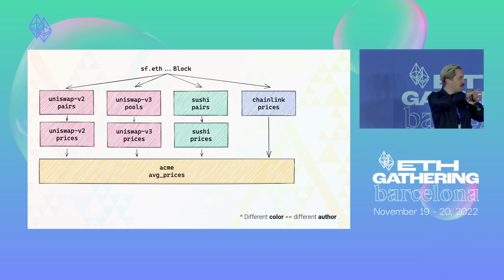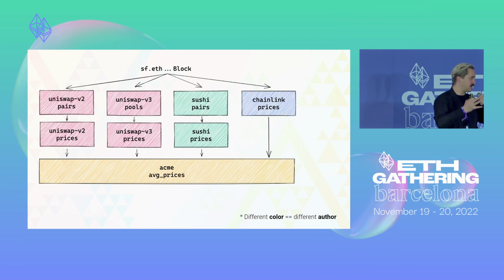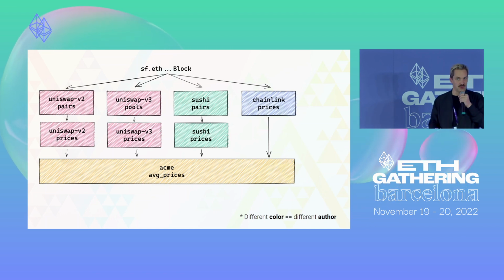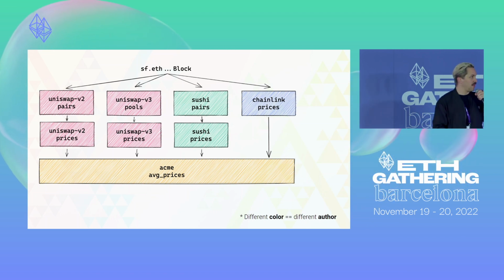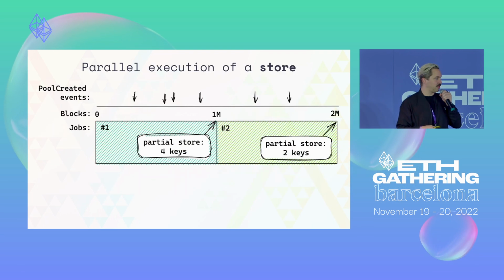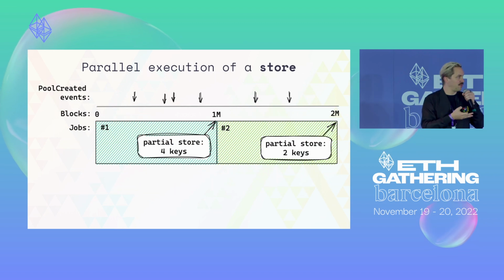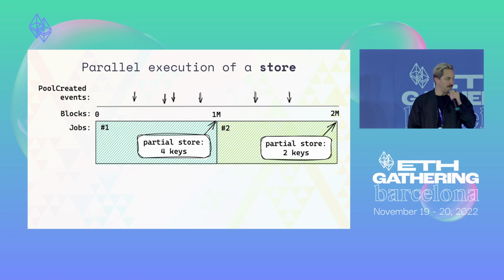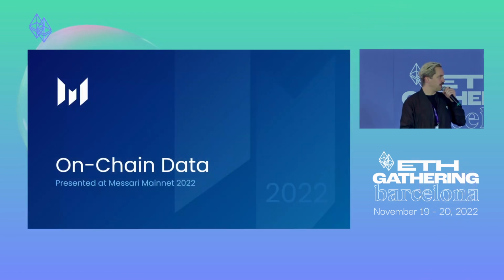Yeah, so how does it work? We have the block, and the block can be filtered for these pairs and pools, and then for the prices, and then in the end aggregated again into one aggregated pricing stream across all these AMMs. That could even then be extended. So the cool thing about substreams, you write very small modules that you can then plug and play with each other. So you could also then bring in the OpenSea sales, which then ends up with a USD per collection. That gives this parallel execution of the store.